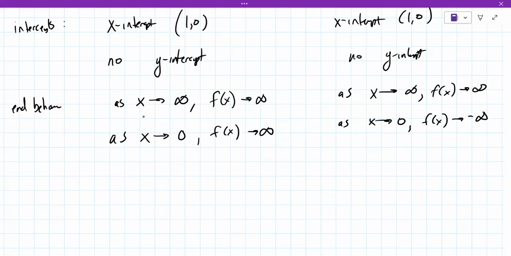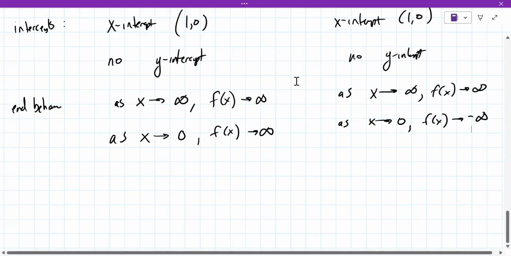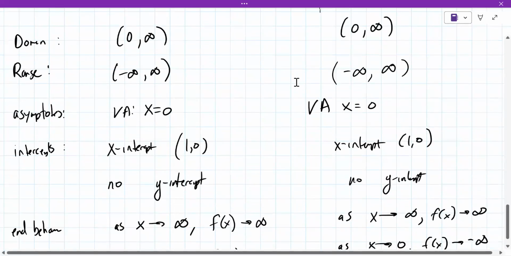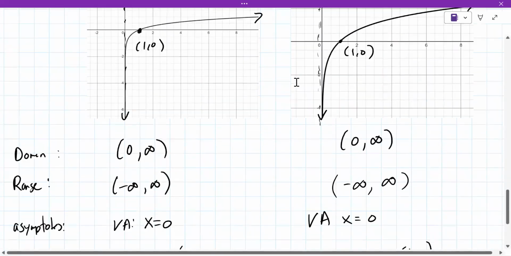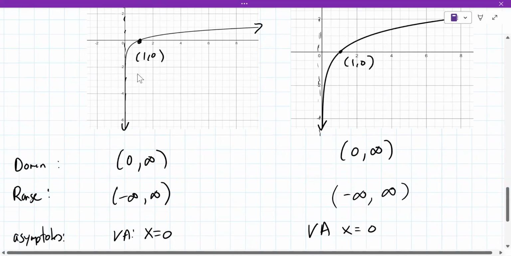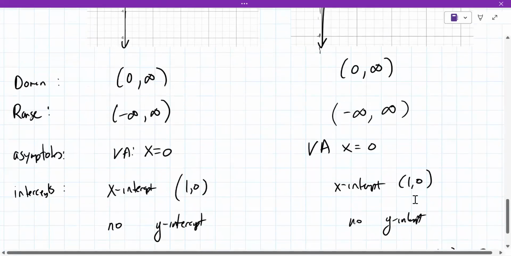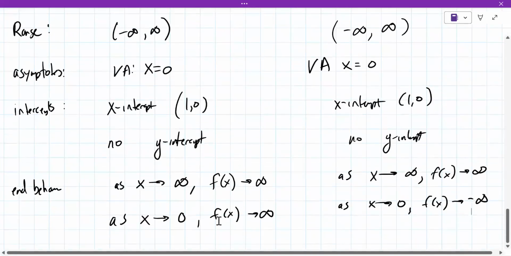So these have way more similarities than differences. Basically, everything about them is the same, right? But they're not exactly the same graph. They're just really, really similar. Okay, got it.